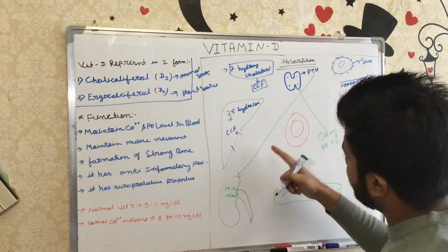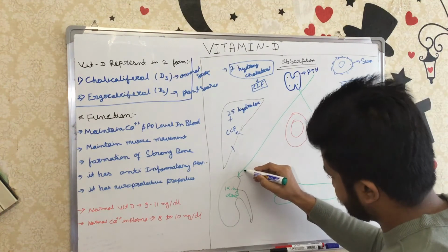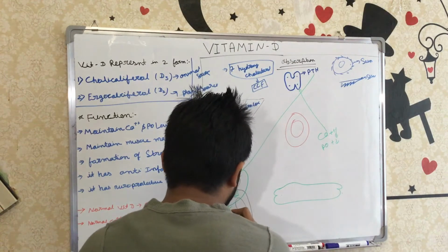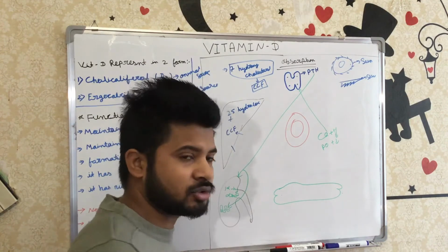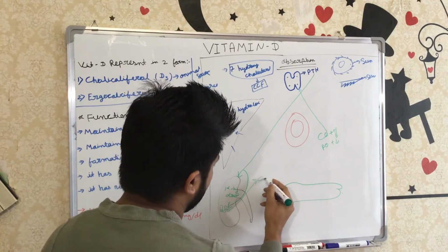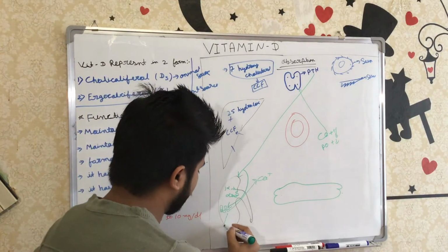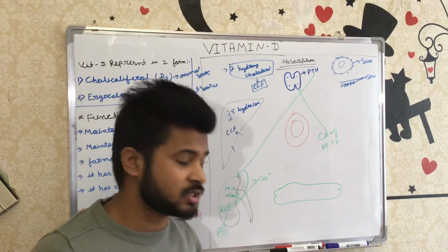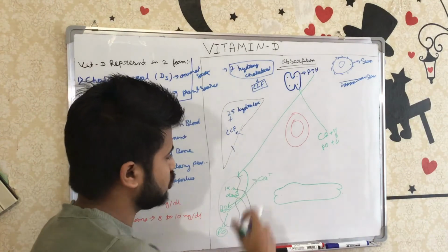Second, it will secrete, for example, in the kidney, this is the nephron. Once it stimulates the 1-alpha hydroxylase, that is the first function. Second function, it will reabsorb the calcium. But one bad thing is that it will excrete the phosphorus in the urine. Whatever phosphorus is present in the blood, it will excrete in the urine, and it will reabsorb the calcium.